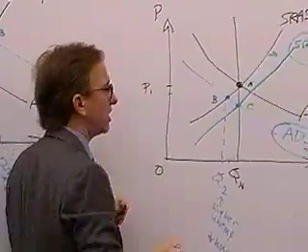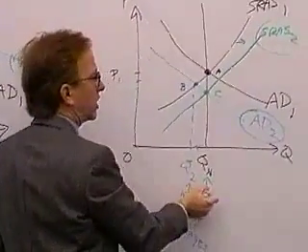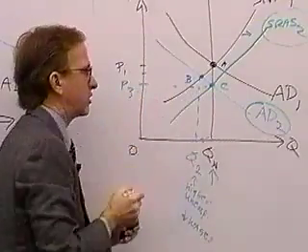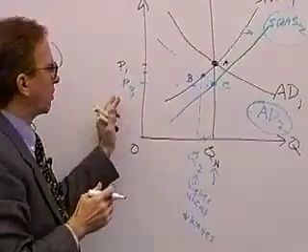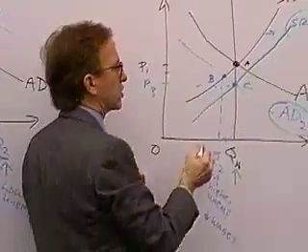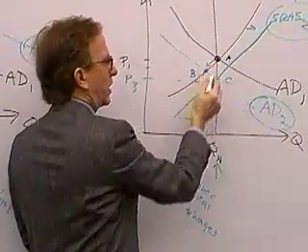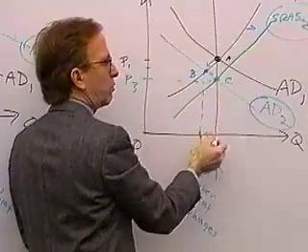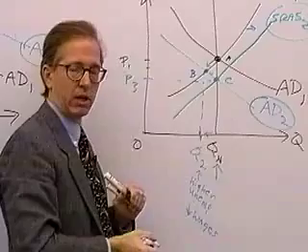And at point C, we're back to natural real GDP. The price level has gone down. Now we're down at some price level 3, which is really not what we want to talk about now. We're not focusing so much on the price level. But the point is that even though in the short run real GDP dipped below the natural level, in the longer run we move back to natural real GDP.